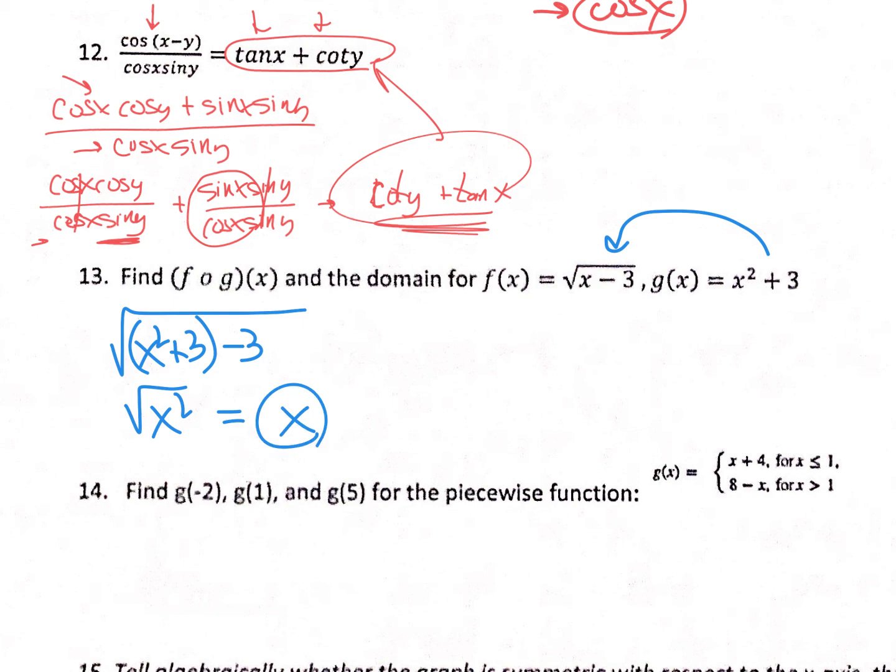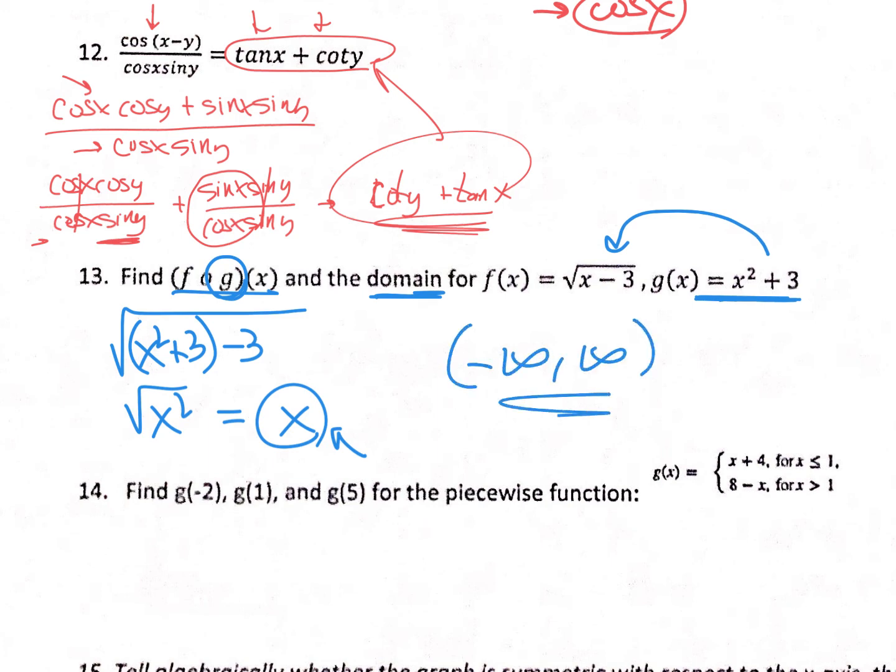That's the first part. The domain, the way you do domain for composites is you do the domain of the second one, of the g. So I'm looking right here. The domain of that g, because there's no fraction and there's no radical, is all reals. Then you compare that to your final answer here, which is also all reals because there's no fraction and no radical. So because they're both all reals, the domain for the whole thing is all reals.